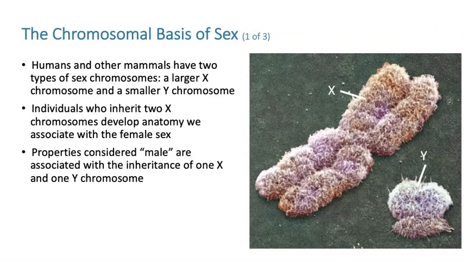So humans and other mammals, as well as fruit flies apparently, have 2 types of sex chromosome, the larger X chromosome and the smaller Y chromosome. Individuals who inherit 2 X chromosomes develop anatomy that we associate with a female sex. And individuals that inherit a Y chromosome, as well as the X chromosome, are considered to be male. And so that's one of the reasons we tend to look at chromosomes when designating male versus female.